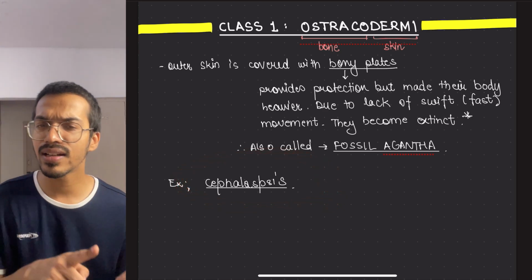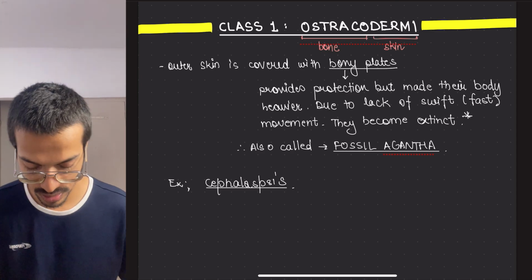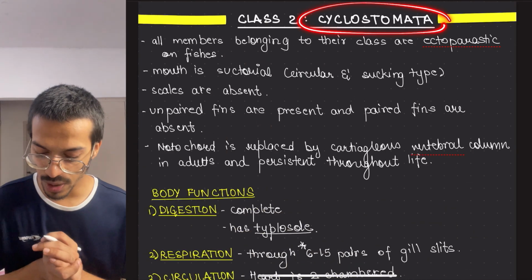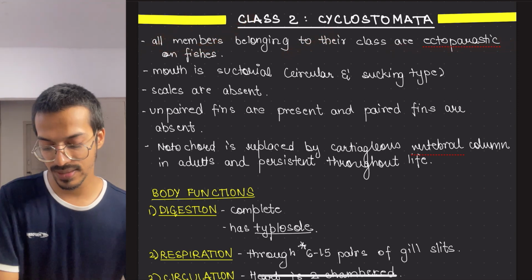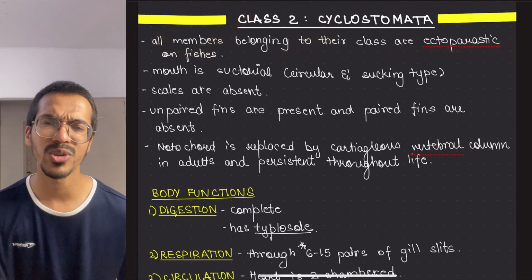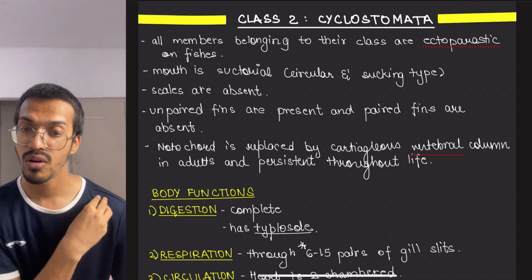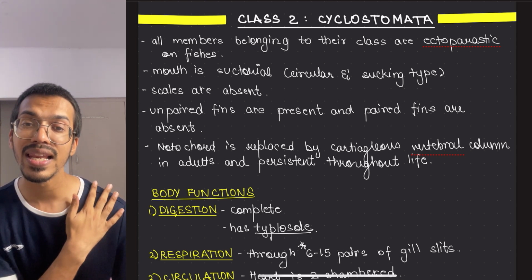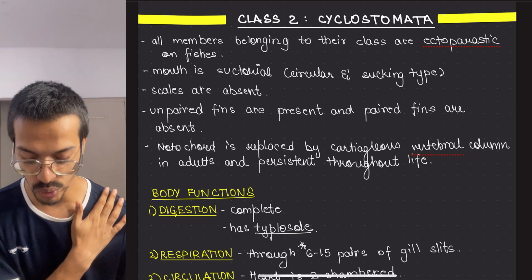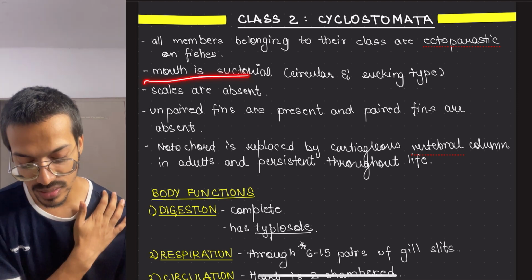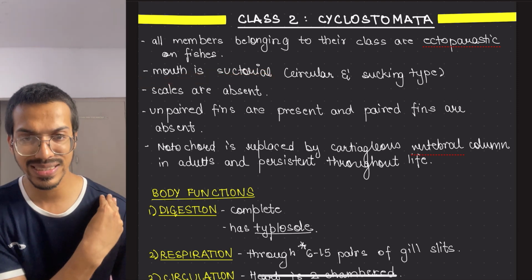Then comes the second class of agnatha, that is what? Cyclostomes. Now the cyclostomes are what? All the members belonging to this class are ectoparasites on fishes. Ectoparasites on fishes means what? That they are present on the body of the fish, and live there, eat there, feed through the host. The mouth is suctorial, circular, of course it would be suctorial, that's why it attaches itself over there, right?